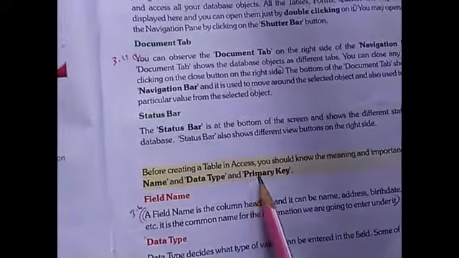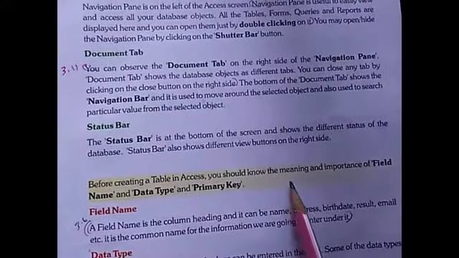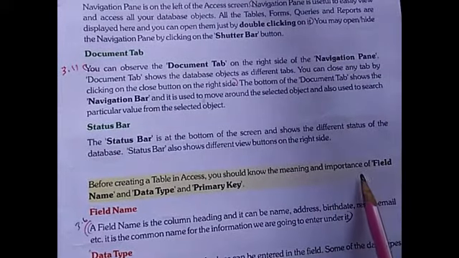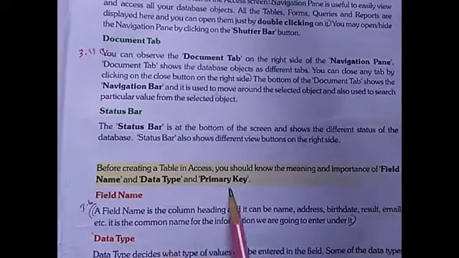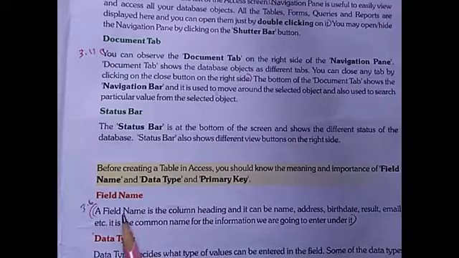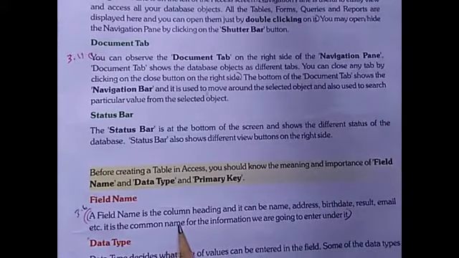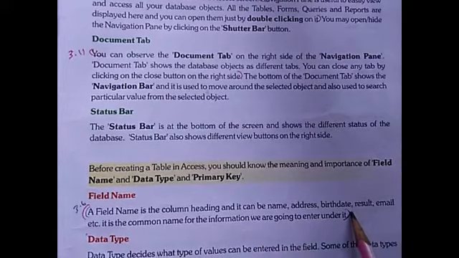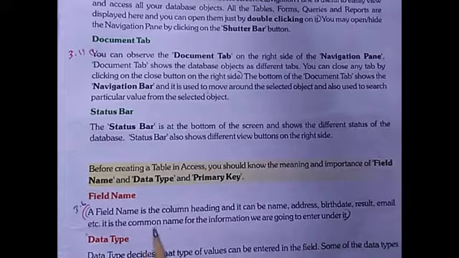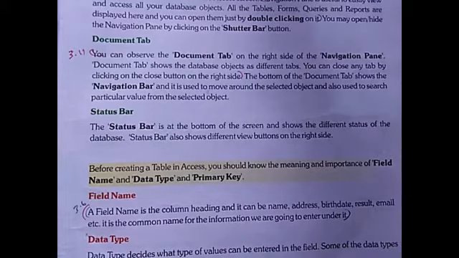Before creating a table in Access, you should know the meaning and importance of field name, data type, and primary key. Field name. A field name is the column heading, and it can be name, address, birth date, result, email, etc. Data type. Data type decides what type of values can be entered in the field. So these two are very important.